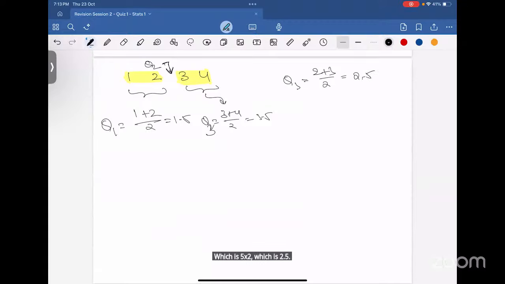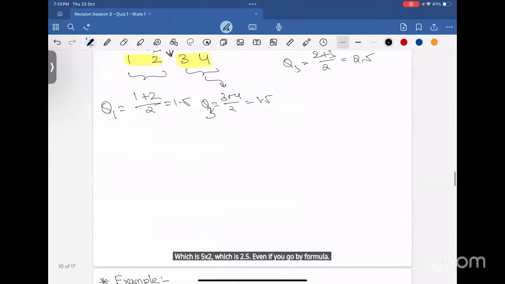Even if you go by formula. But we should not take the decimal, sir? Then we have to take the next value? No, it is not the observation value. This is the value, directly the value we computed. Yes, we have taken the value, and Q3 is exactly 3.5.